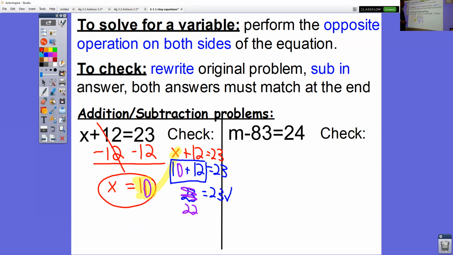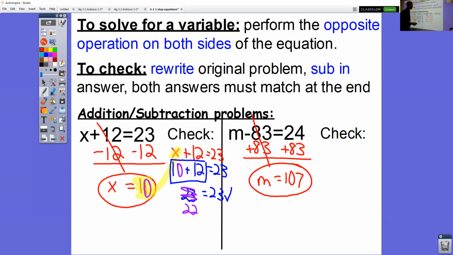In the next one, we have m minus 83 equals 24. To get this m all by itself, we need to get rid of the minus 83. We get rid of the minus 83 by doing plus 83 and plus 83. Again, whatever you do to one side of the equal sign, you have to do to the other. Bring down your m, bring down your equal sign. 24 plus 83 gives you 107.